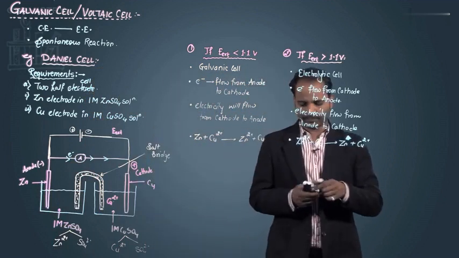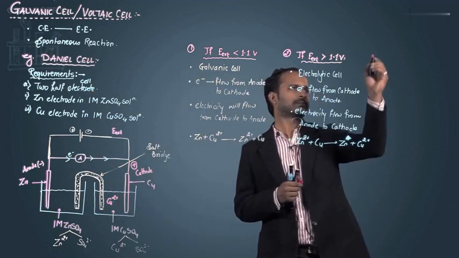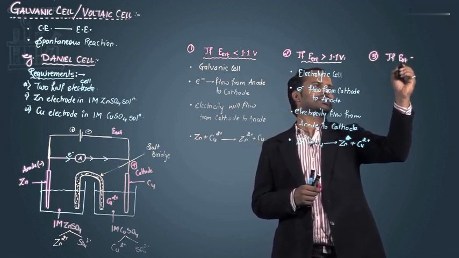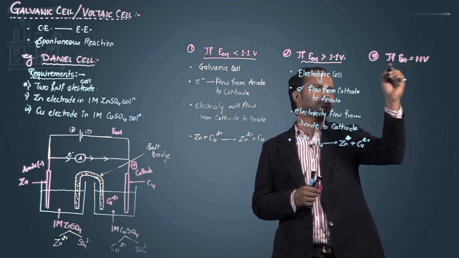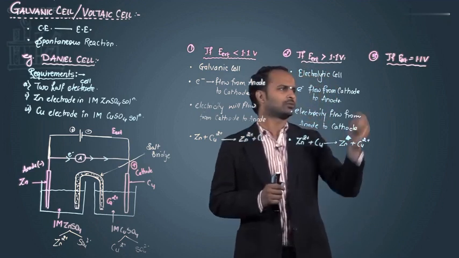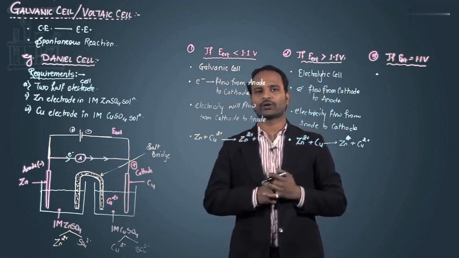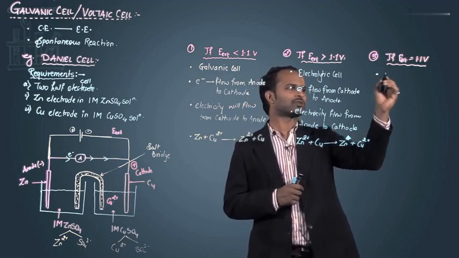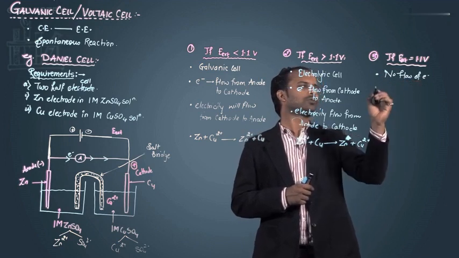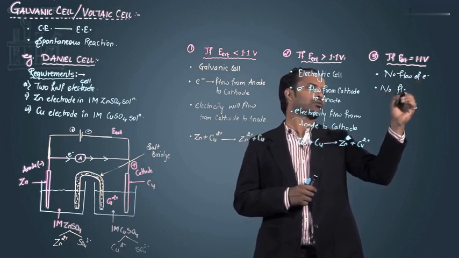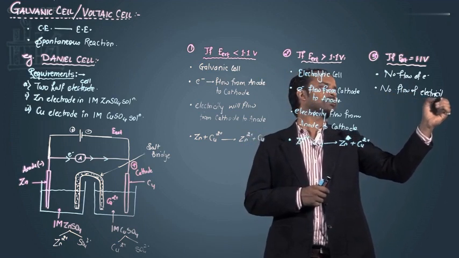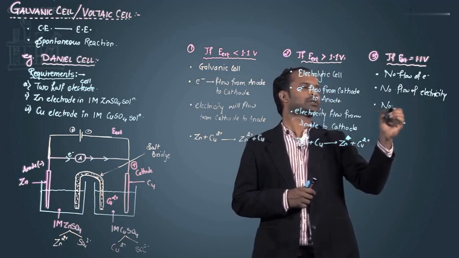Then the third possibility: if the external potential is equal to 1.1 volt. If it is equal to 1.1 volt, then what will happen? It will act neither as a galvanic cell nor as an electrolytic cell. That means no reaction will take place, no flow of electrons, no flow of electricity, because no reaction takes place.